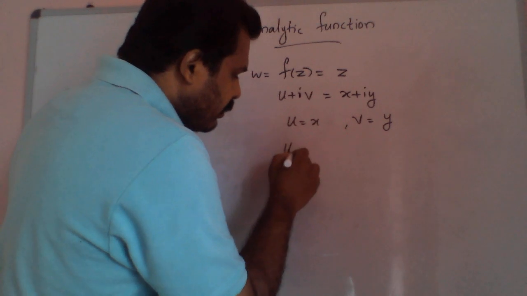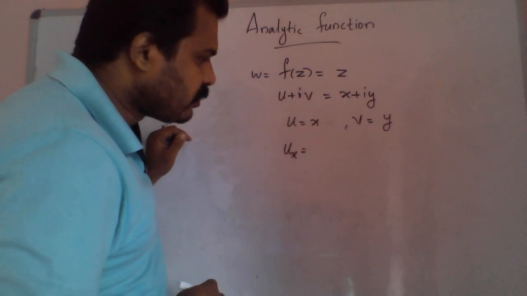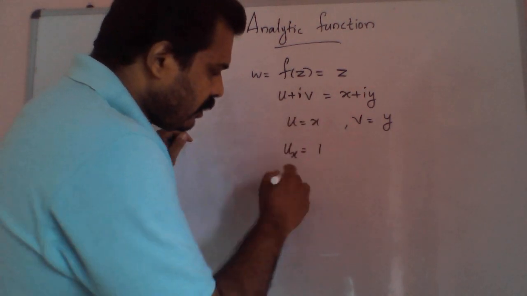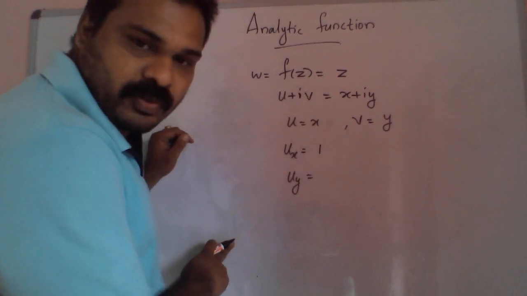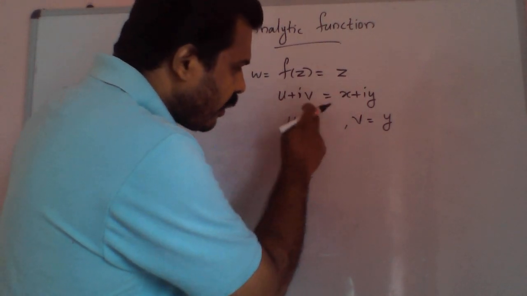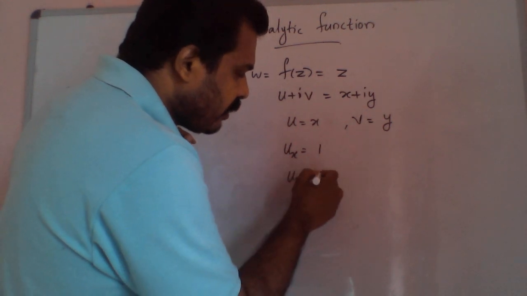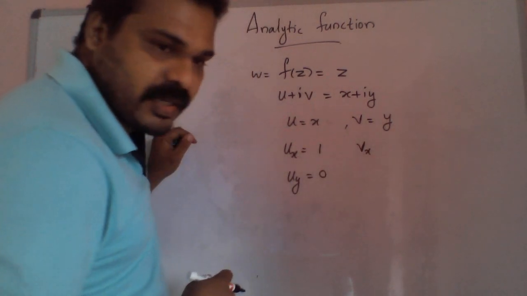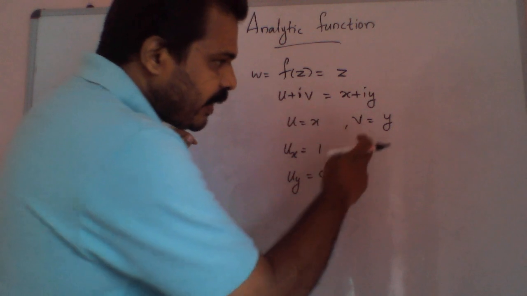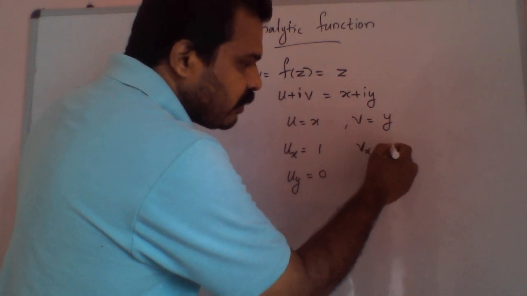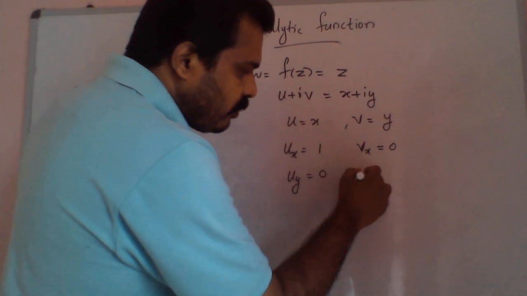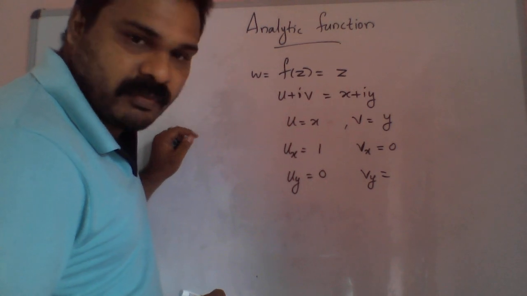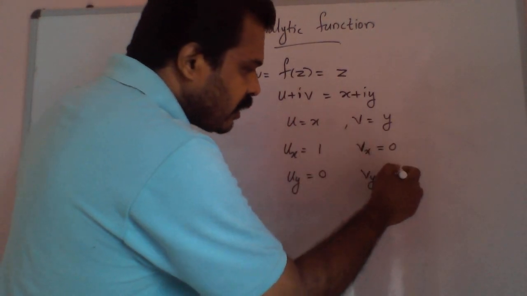So u equal to x, then ux is dou u by dou x, differentiating u with respect to x, which is 1. Uy is differentiating u with respect to y. There is no y term, so the value is 0. Similarly, vx is differentiating v with respect to x. There is no x term in v, so the derivative is 0. Now vy is differentiating v with respect to y. We have v is y, so the derivative of v with respect to y is 1.